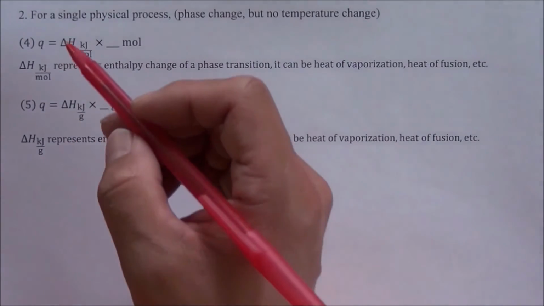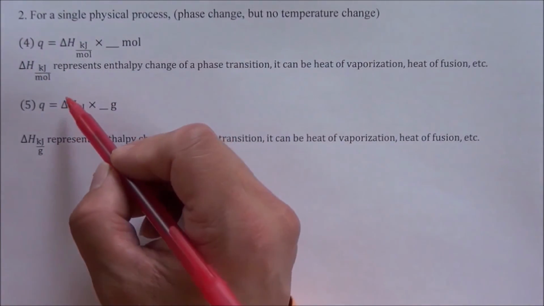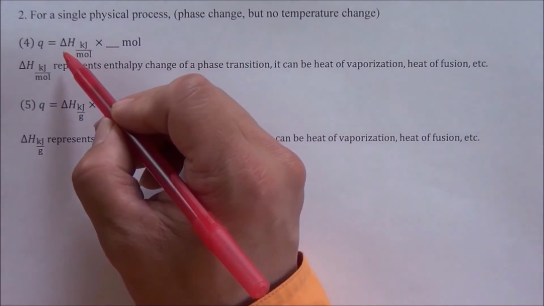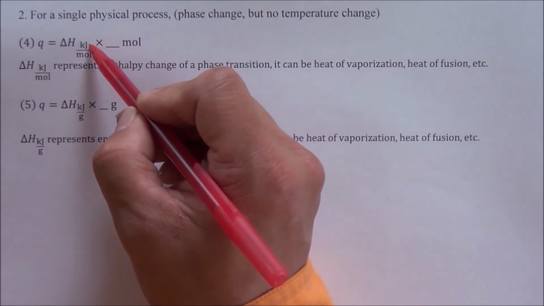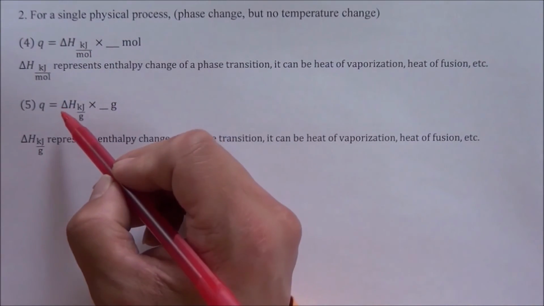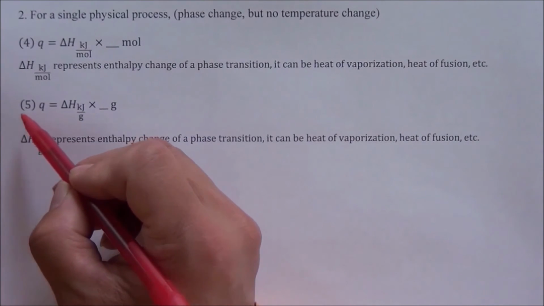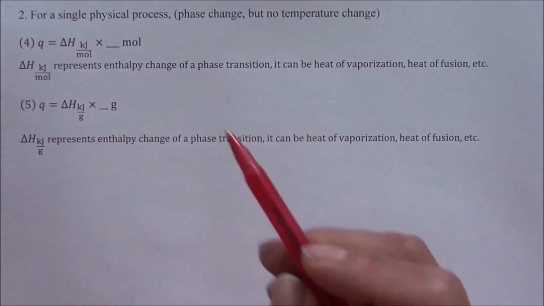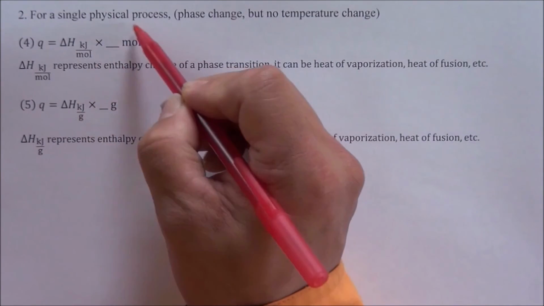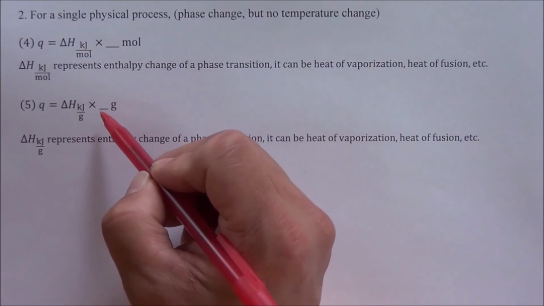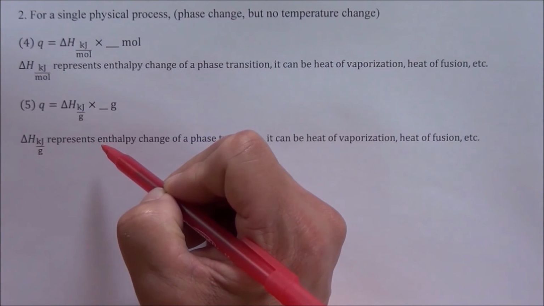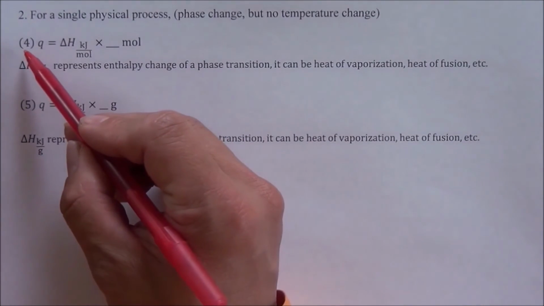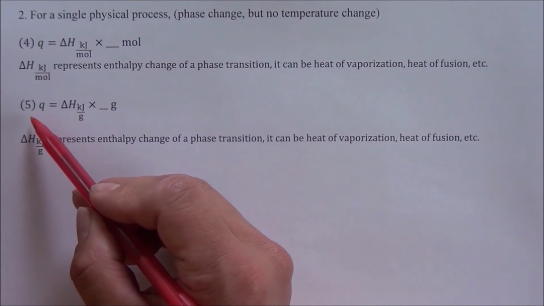The difference of the delta H in equation 4 and the delta H in equation 5 is the unit. The unit of delta H in equation 4 is kilojoule per mole. The unit of delta H in equation 5 is kilojoule per gram. Mole represents the moles of the substance, and the gram represents the mass of the substance. Depends on what kind of delta H is given to you, you can choose either equation 4 or equation 5.